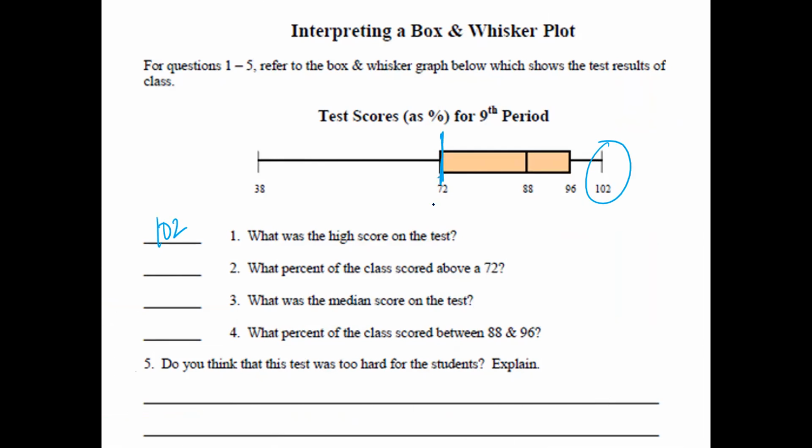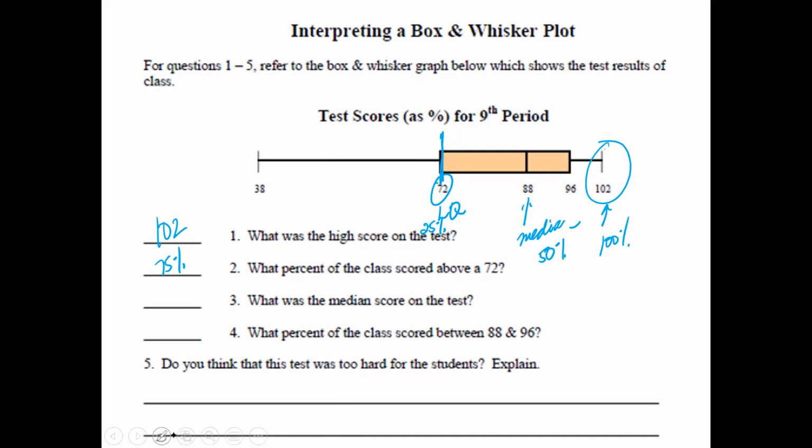Well, given the fact that 72 is right here and this is the lower quartile, the median is at 50%. Up here, you're at 100%. 72 is at 25%. So if you're looking at everything from 25 to 100%, you will have 75%. So 75% of the class scored above a 72.